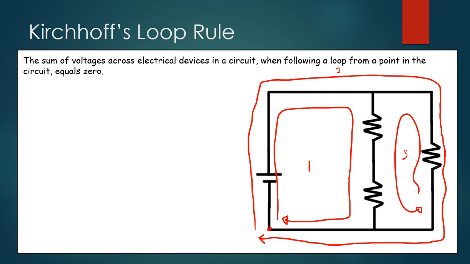Now, when we do Kirchhoff's loop rule, we have to start a convention of labeling our resistors positive and negative, and what side is positive and negative. So our battery is already simple. The long side is the positive side, the short side is the negative side.